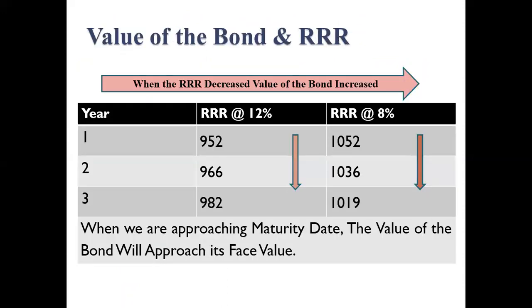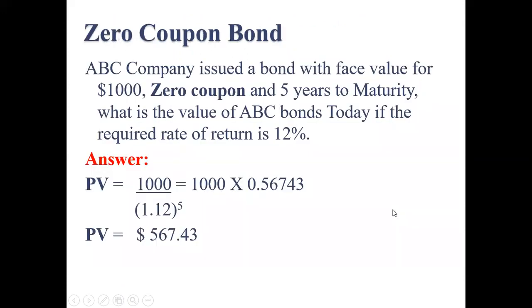Let's summarize what happened here. If I am discounting with 12% for 3 years, 2 years, and 1 year, it is 952, 966, 982. So the value here is increasing, and it is with a discount, while on the other side it is with a premium and the value is decreasing. When we approach the maturity date, the value of the bond approaches its face value, so it becomes closer to the face value, which is 1,000.